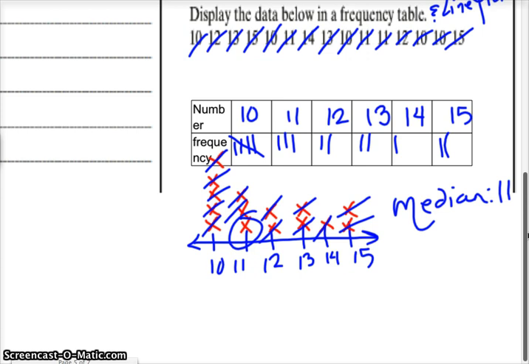So the 10 is the smallest, right? And then 15. So I have 10, but I really have the big order. I have 5 10s all the way up to 2 15s. So I'm just crossing out based on the smallest number and the biggest. So 10's the smallest, 15. 10's the smallest, 14's the next biggest. 10's the smallest, 13. Yep.